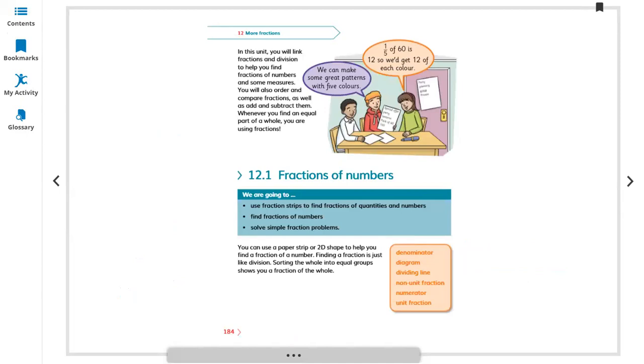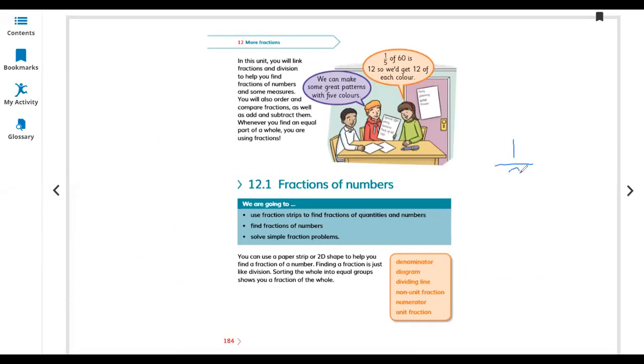Let's start Unit 12, Lesson 1, fractions of numbers. You can use a paper strip or 2D shapes to help you find the fraction of a number. Finding a fraction is just like division, sorting the whole into equal parts. This should be in your mind. Parts of a fraction: denominator, numerator. There are two things we are using in fraction. This is called a fraction. This is a whole number. This is called a fraction number, and this is called a mixed number.